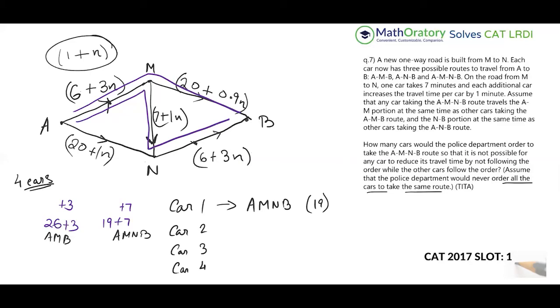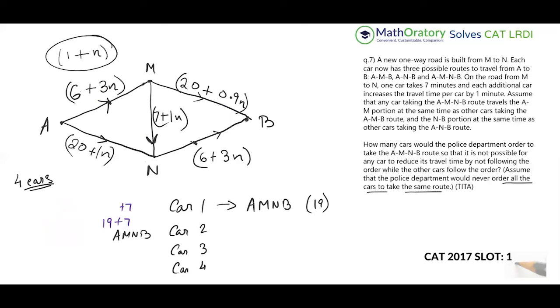But now I hope everybody can see this. For the second car, if you choose via AMB route, that is an overall increase in time of all the cars combined of 32 minutes. But in this case, there is 19 plus 7, 26 plus 7. So that is 33 minutes. So second car should be going via AMB. So this is now understood. So the second car, we should choose AMB.